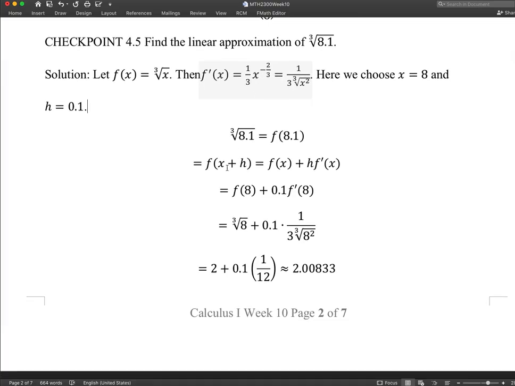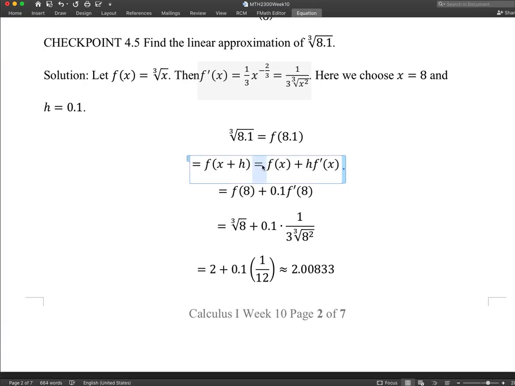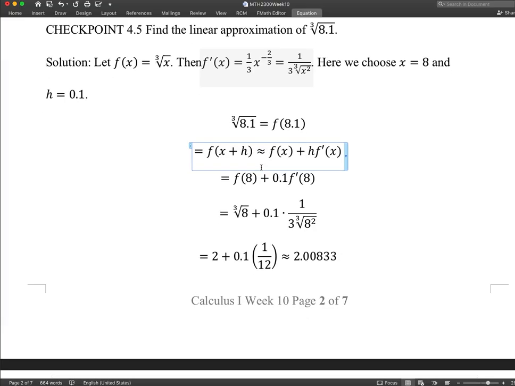So this is the linear approximation formula. f of x plus h is approximately f of x plus h times f prime of x. f of x, like we did, is the cube root of x, the third root of x. h is 0.1. f prime, as we calculated right here, is 1 over 3 times the cube root of x squared. By the way, the cube root of x squared can be considered the cube root of x with parentheses squared. It can be done either way.